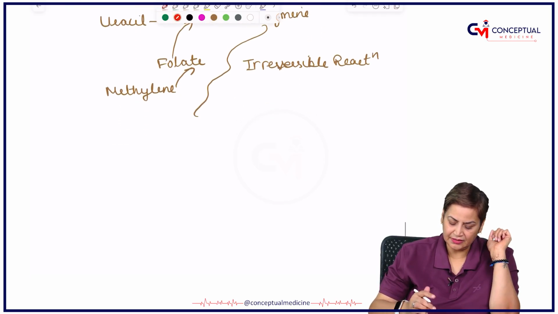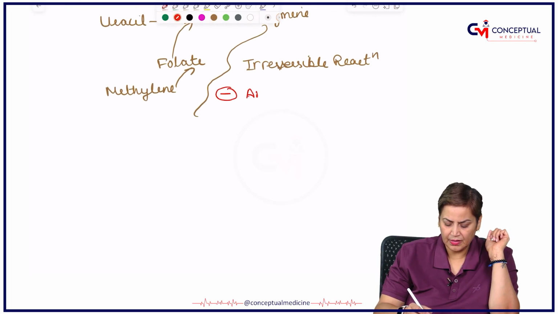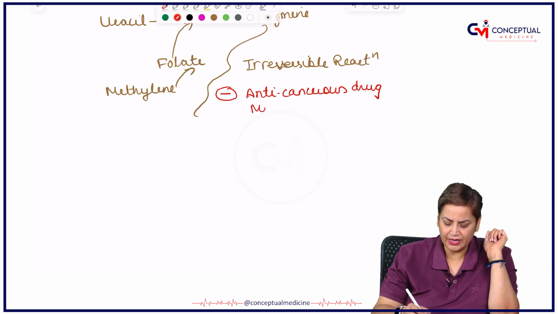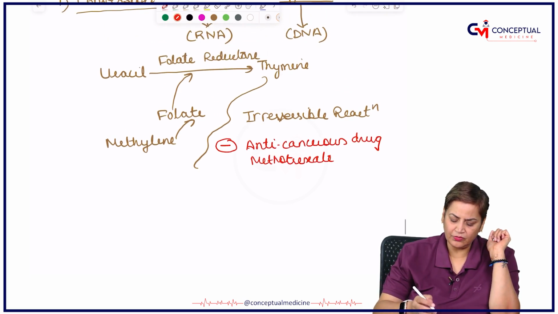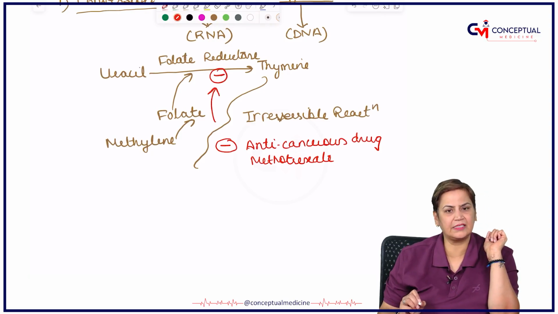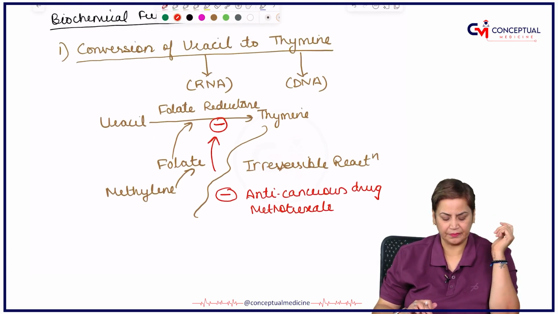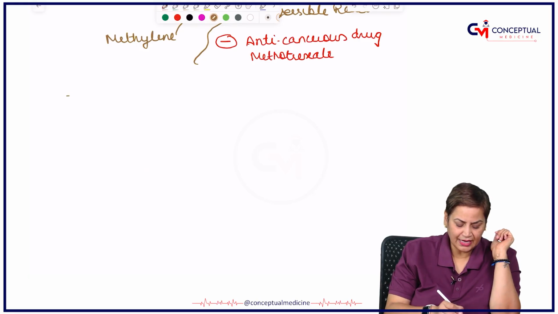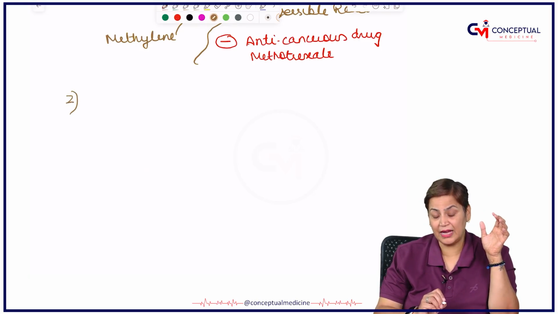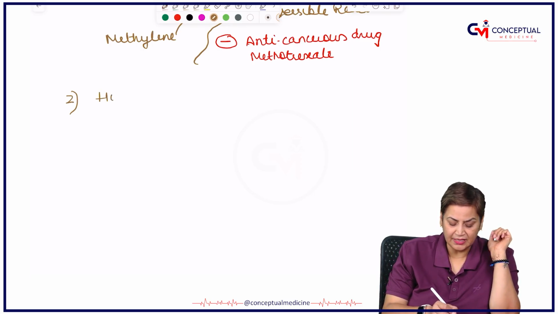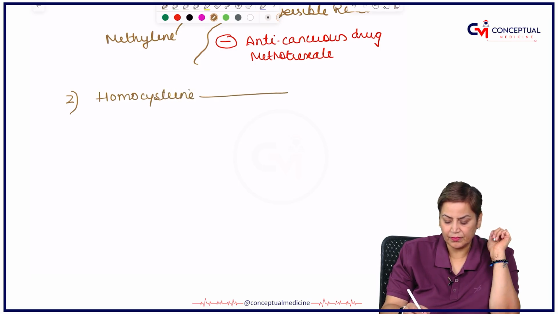So I can say that anti-cancerous drug like methotrexate is an inhibitor of this enzyme folate reductase, right. So this is one reaction, conversion of uracil to thymine. Then the second reaction is a very, very important reaction in which homocysteine is converted into methionine.